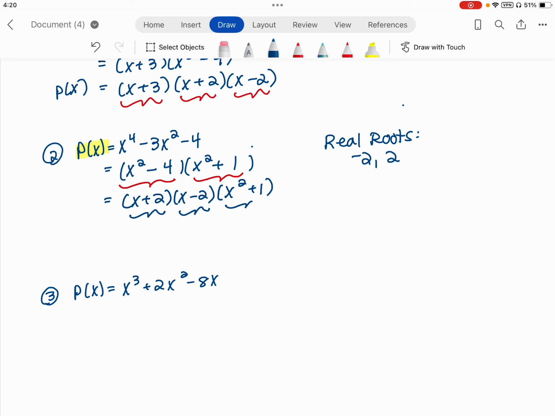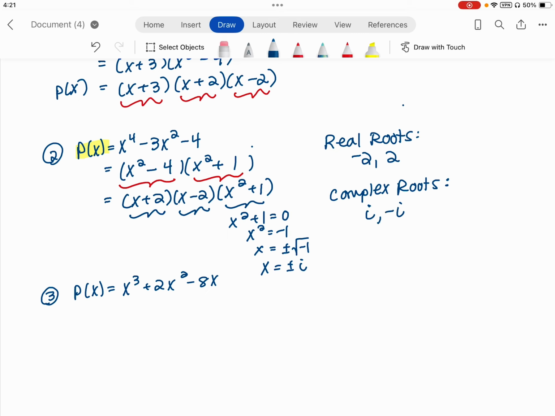Now this third factor here, if I solve this, set it equal to 0 and solve, then I get plus or minus the square root of -1, and that's plus or minus i. So those are going to be what we call complex roots. And we will do more with those as we get a little further down the road. And let me just write them separately here. So that's i and -i, okay?